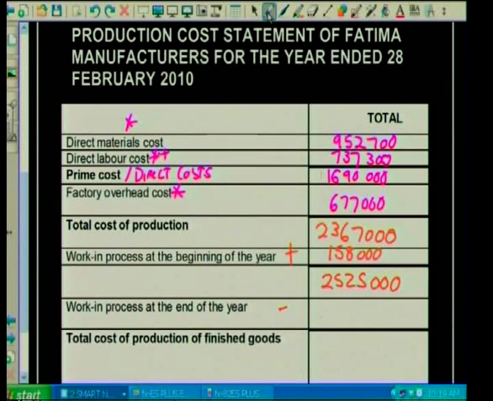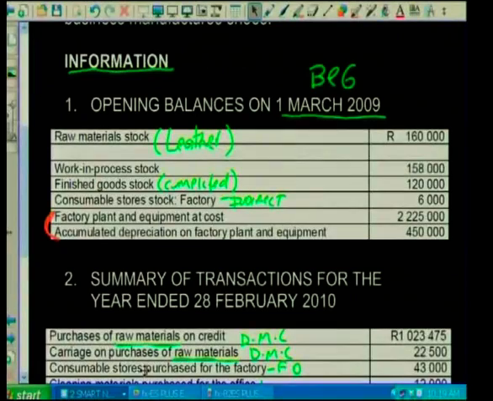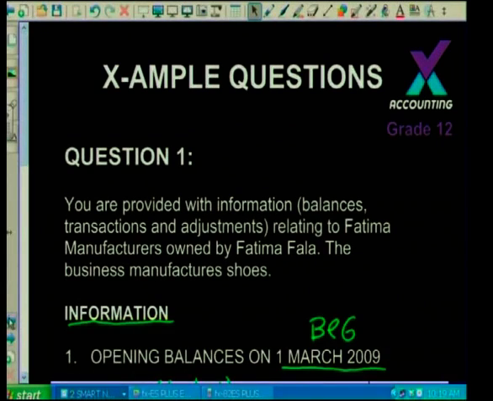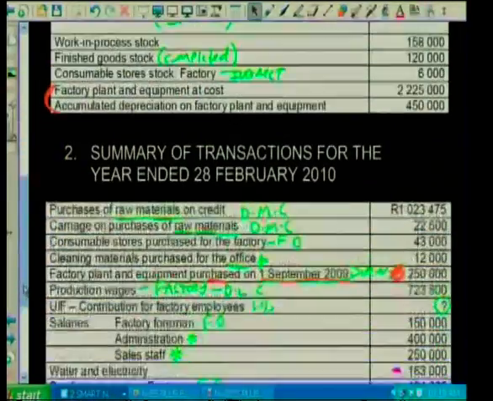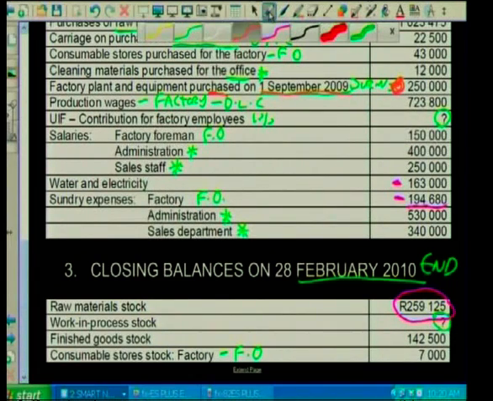Right, we now need to subtract our work in progress at the end of the year. So let's now go to our information. Work in progress at the end of the year. Okay, there we go. Closing balances on the 28th of Feb, in other words, at the end of the year, work in progress stock, and it's not given to us. Don't you guys hate that when something is not given to you?